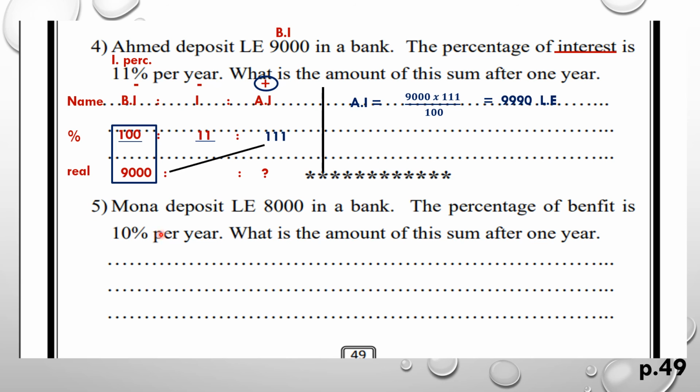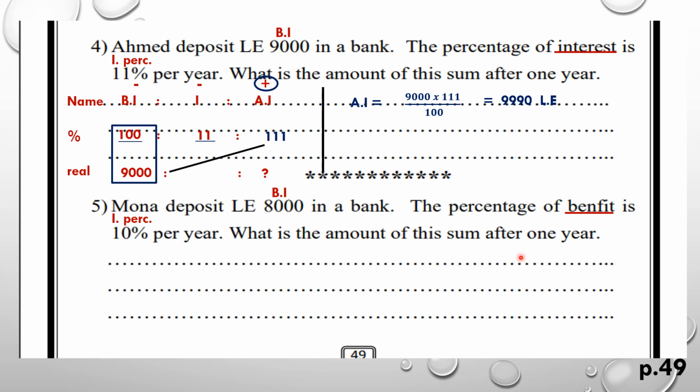Number 5. Mona deposits LE 8,000 in a bank. So this is before interest. The percentage of benefit is 10% per year. So the word benefit here is just like the interest. Here is the interest percentage which is 10%. What's the amount of the sum after 1 year?